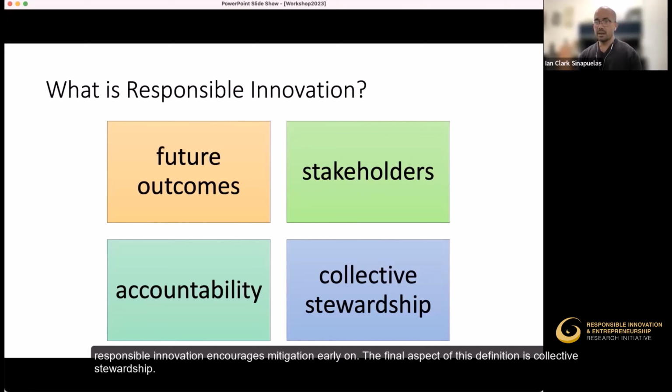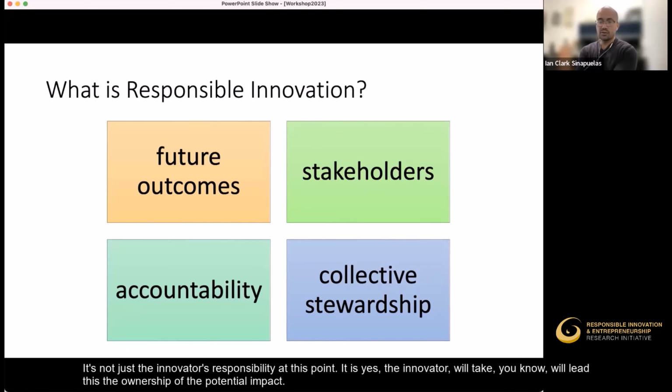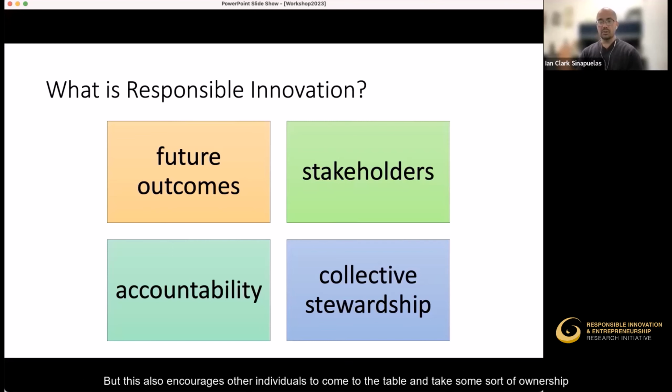The final aspect of this definition is collective stewardship. It's not just the innovator's responsibility at this point. Yes, the innovator will lead this ownership of the potential impact, but this also encourages other individuals to come to the table and take some sort of ownership of what the potential results might be of a project. And this, of course, is facilitated by constant communication between the stakeholders.